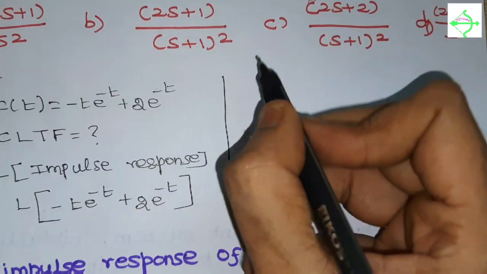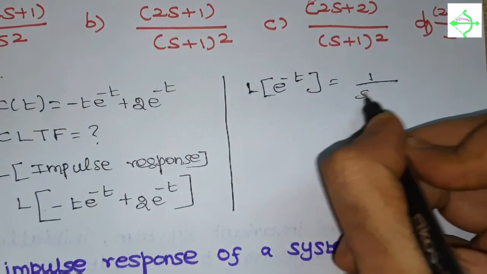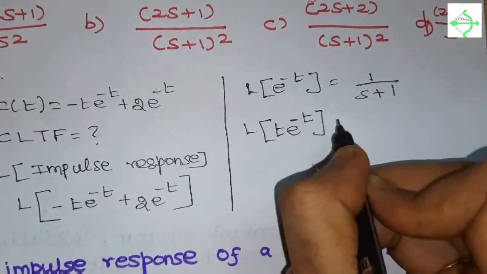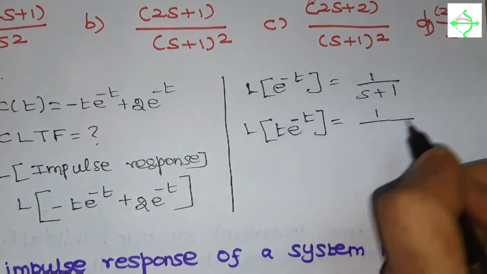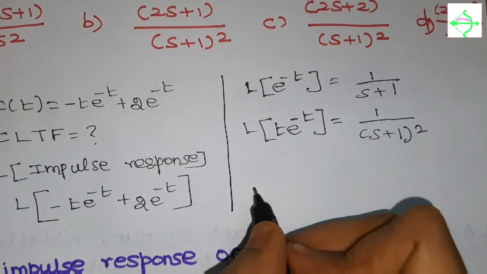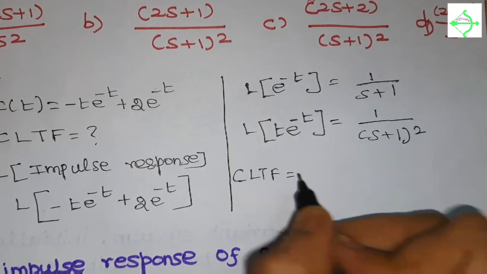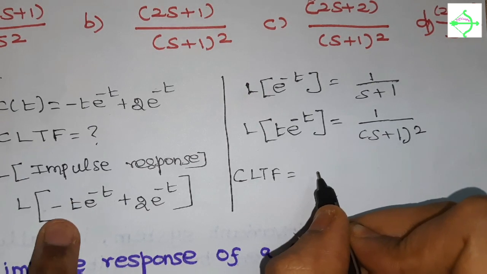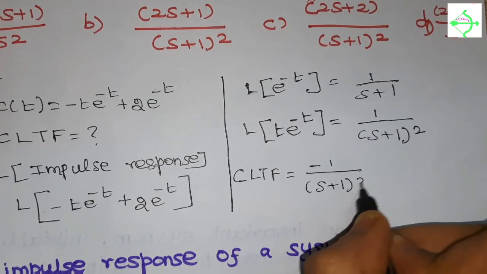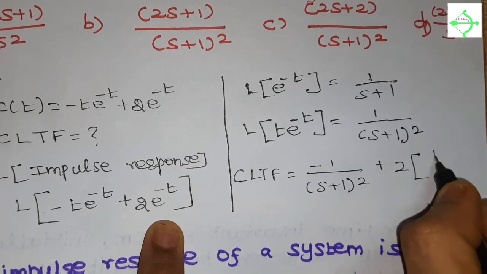We know the formula: the Laplace transform of e^(-t) is equal to 1/(s+1). When it is multiplied by t, the Laplace transform of t e^(-t) is equal to 1/(s+1) the whole square. This is the standard formula of Laplace transform. Then the closed loop transfer function is, with the minus sign, -1/(s+1) the whole square plus 2 into the Laplace transform of e^(-t), which is 1/(s+1).